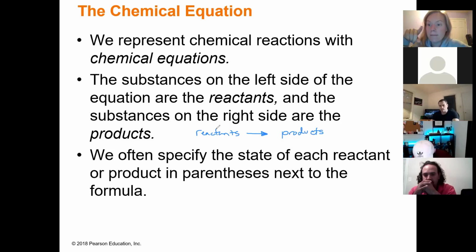You have to have a minimum of 1. You could have a lot. You could have 2, 3, 5, 20. Products, same thing. You have to have at least 1 in order for it to indicate that a chemical change has occurred. But you can have more than that.